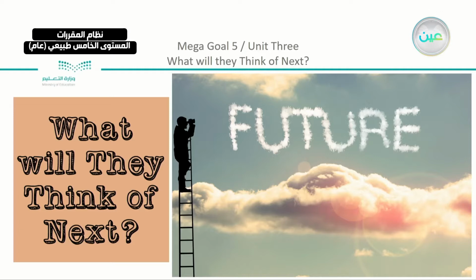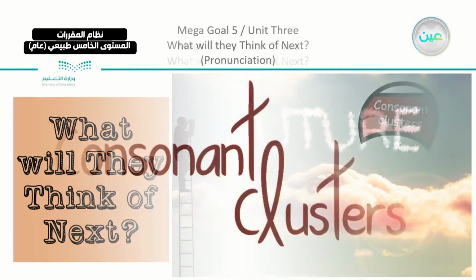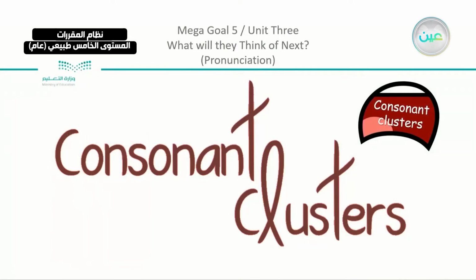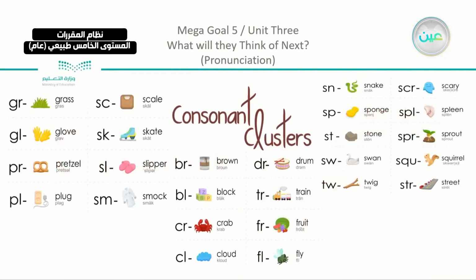The last lesson that we had was a pronunciation lesson. It was something very simple. Now we discussed consonant clusters. In the consonant clusters, we said that we have 2 or 3 consonants. They go together to create one sound, or they combine together to give the sound that we want.